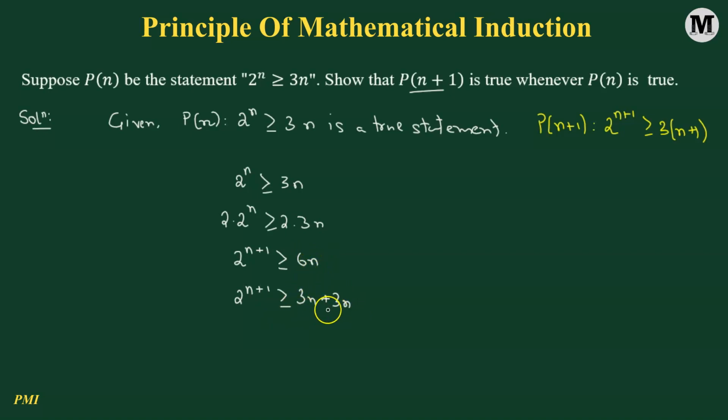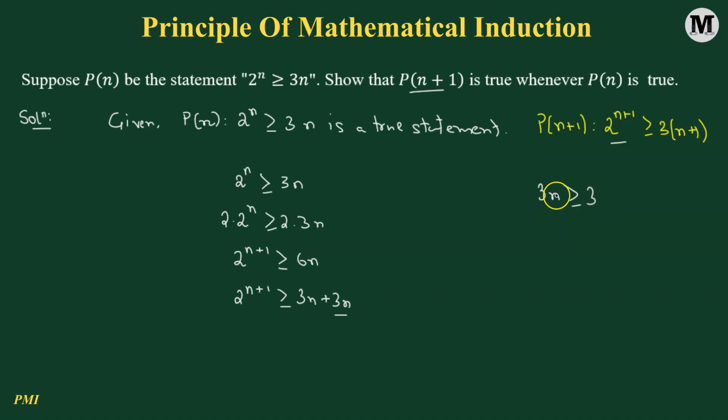The reason why we split this into two parts is that we're going to work around this second term, 3n here. On the left hand side we have 2^(n+1), that's matching. On the right hand side, we need 3n + 3. We already have a 3n. So the idea is that we want 3n to be greater than or equal to 3. First we have to make sure that this is indeed a true statement.